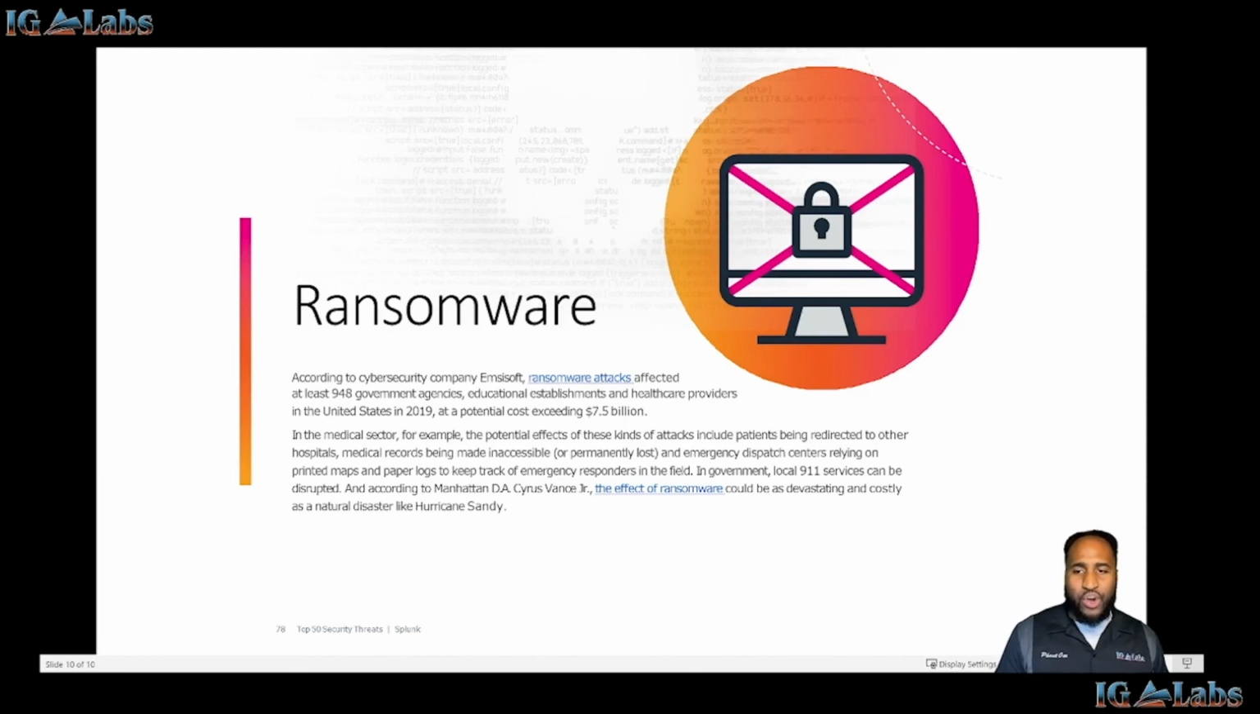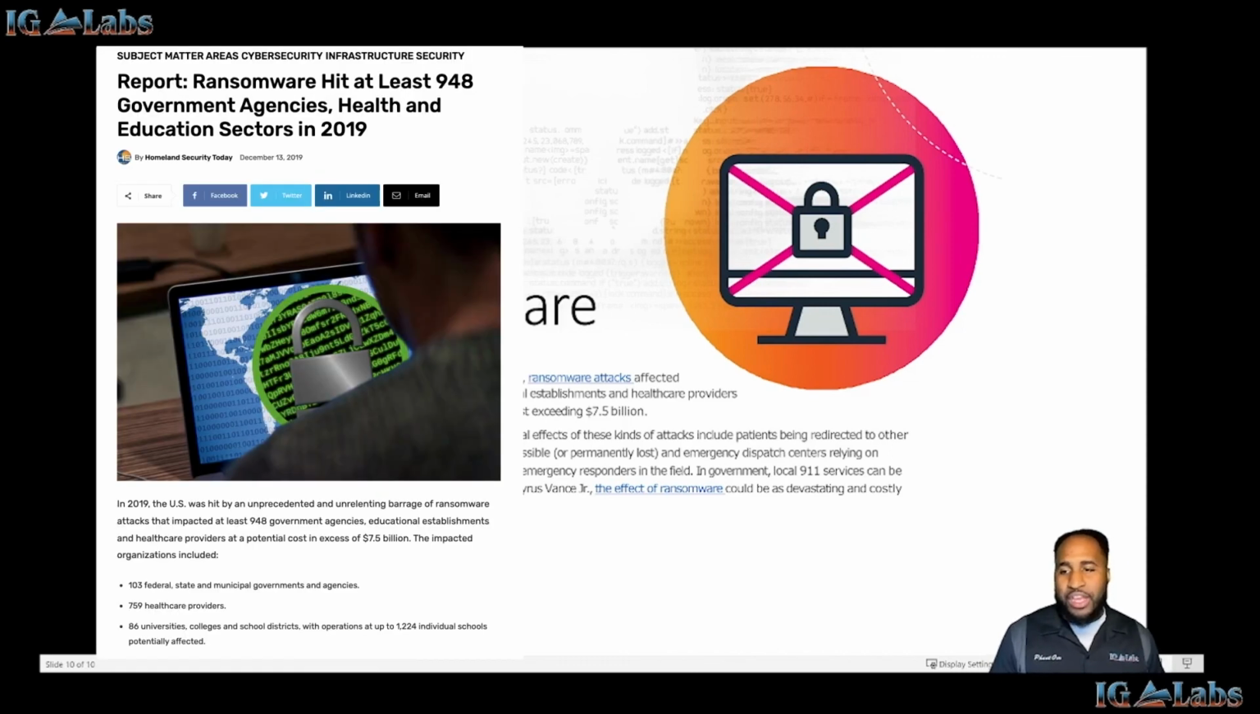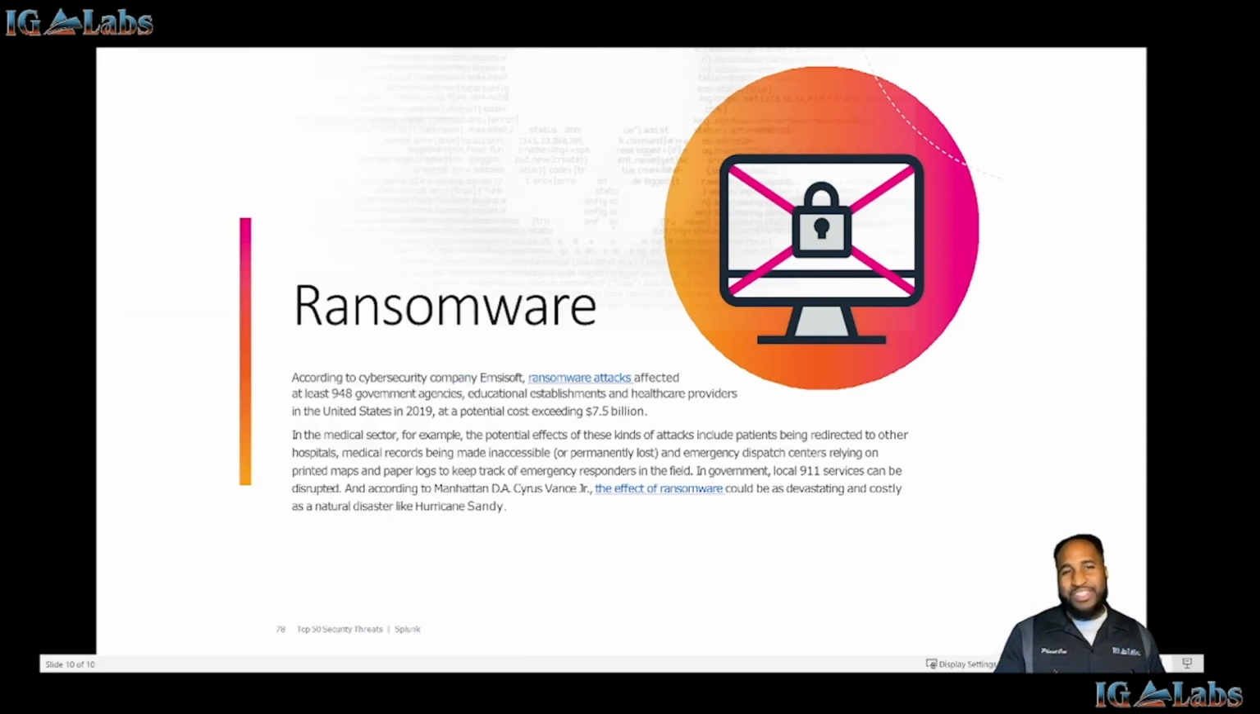According to the cybersecurity company Emsisoft, ransomware attacks affected at least 948 government agencies, educational establishments, and healthcare providers in the U.S. in 2019, costing over $7.5 billion. We have natural disasters that we end up giving that much money to aid.